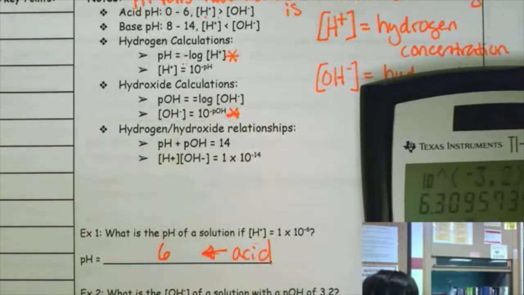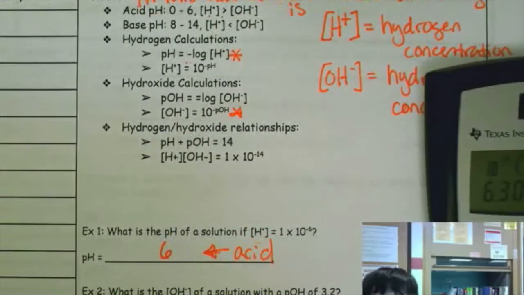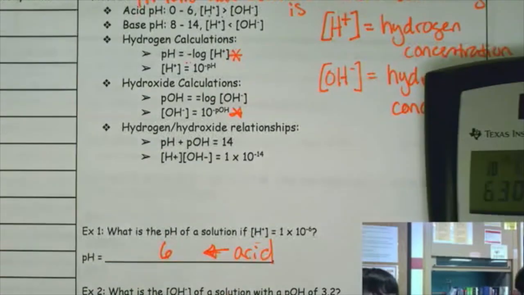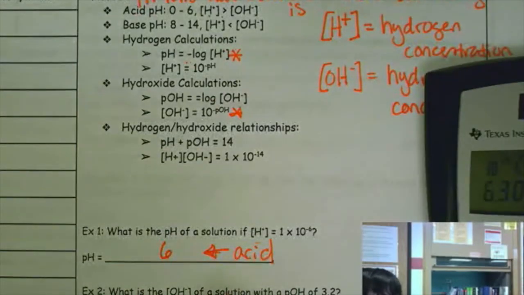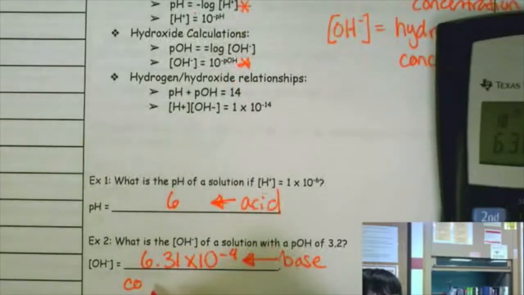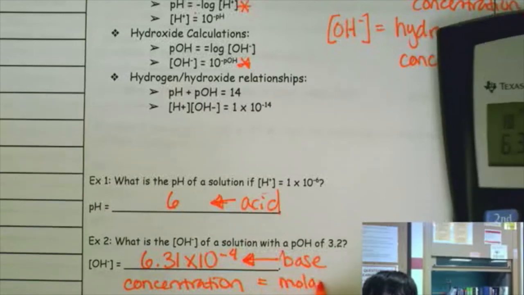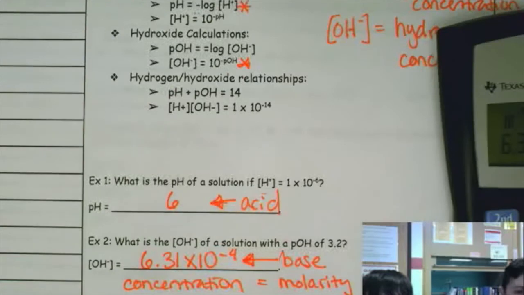And it's got a pOH of 3.2, so I'm thinking it's probably a base, right? Yeah, it's basic. And since it's a concentration, would this be a molarity? Yes, this is a concentration, and that is the same thing as molarity. That's right. All right. This is the concentration of hydroxide in the solution.